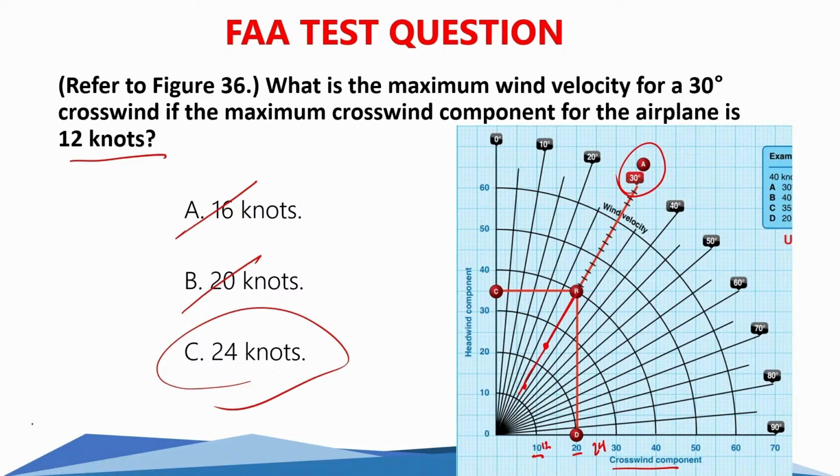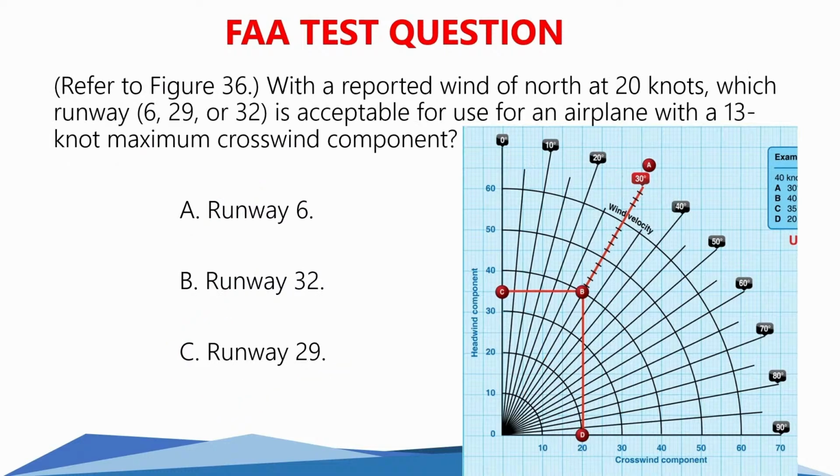So let's try this one more time here. This is why I put 2 in. Practice makes perfect. All right, so here is another variation of that question. Using that same chart, with a reported wind of north at 20 knots, which runway, 6, 29, or 32, is acceptable for use for an airplane with a 13 knot maximum crosswind component?